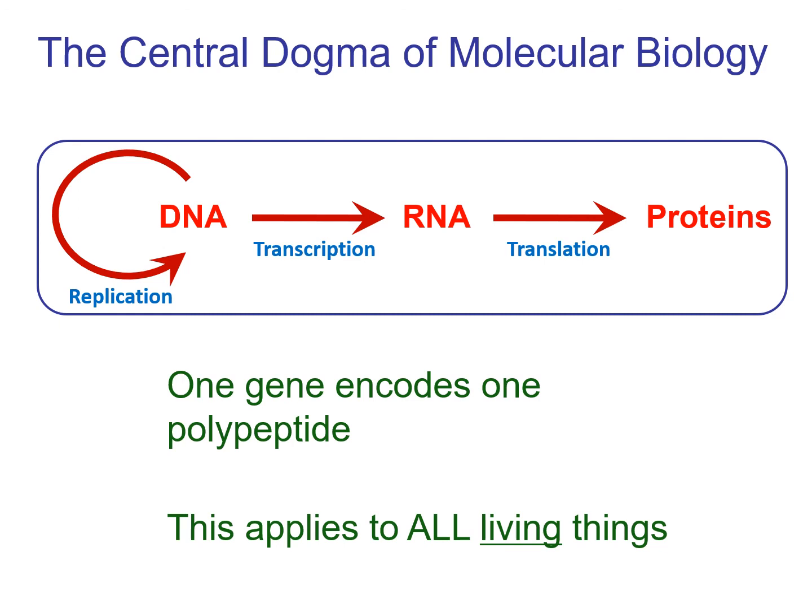Now, because this applies to all living things and because all living things follow the same code, you can take a piece of DNA from a bacterial cell and you can put that into an animal cell, and the animal cell will decode that DNA and use it to make a protein.